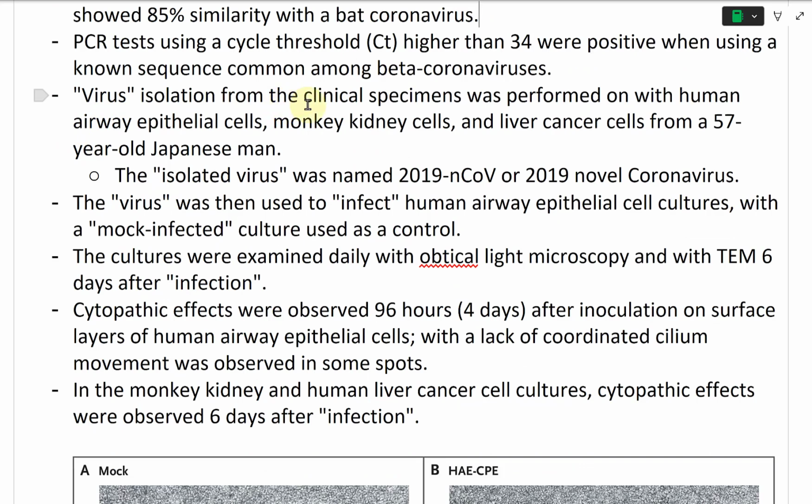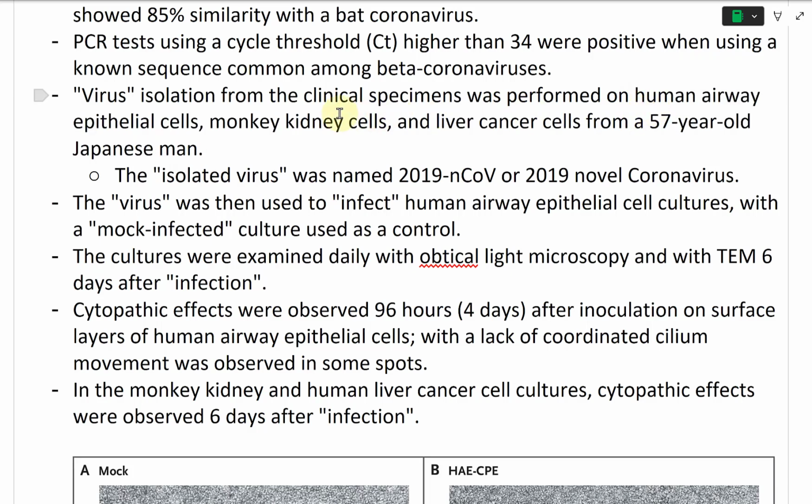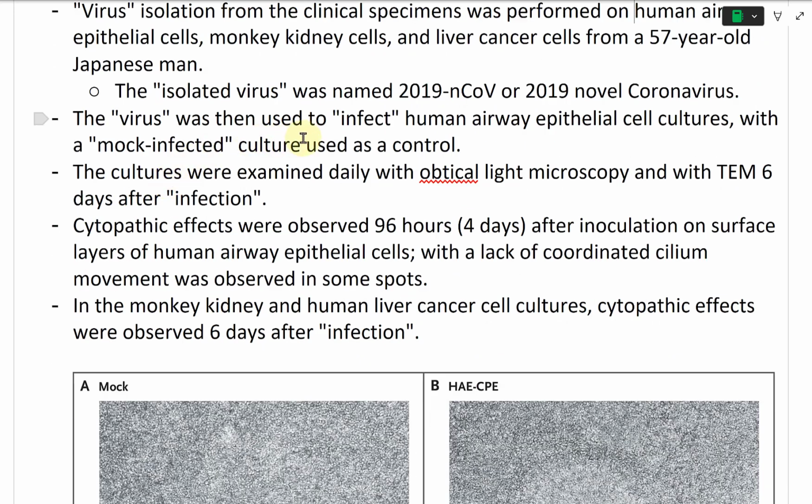And "virus isolation from the clinical sample specimens were performed on human airway epithelial cells, monkey kidney cells, and liver cancer cells from a 57-year-old Japanese man." So yeah, monkey cells and also liver cancer cells from a 57-year-old man. And the "isolated virus was named 2019 nCoV," or 2019 novel coronavirus. And the "virus was then used to infect human airway epithelial cell cultures with a mock infected culture used as a control," although there's no information shown in the paper about this. They just state it, but they don't actually show anything else.